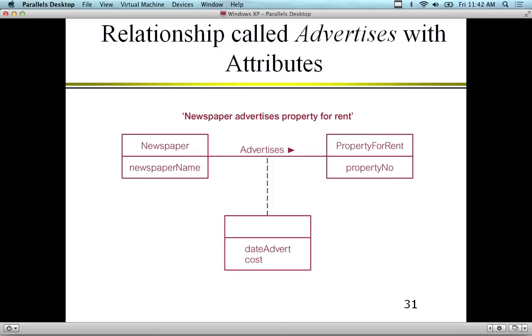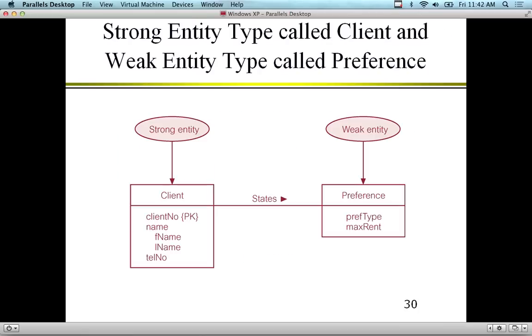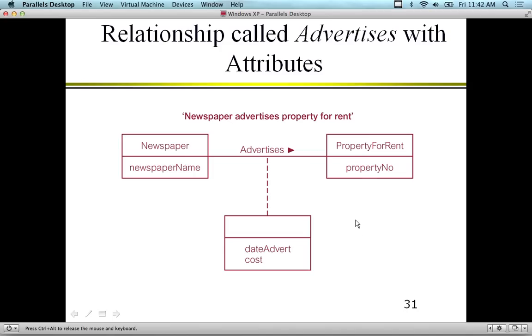So remember I said attributes are on the entities, and these are called attributes that are associated with it. We also have attributes that could be associated with relationships. So here's a relationship called Advertises. Newspapers advertise property for rent. So we have property number over here, like student ID. Over here we have the newspaper name, the publication, and so on. And in the Advertises relationship, we have the date of the advertisement and the cost of the advertisement.